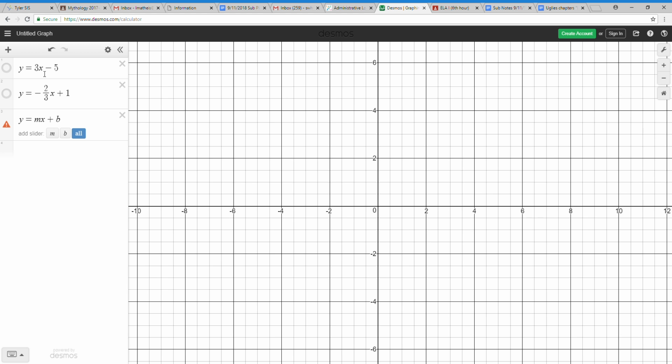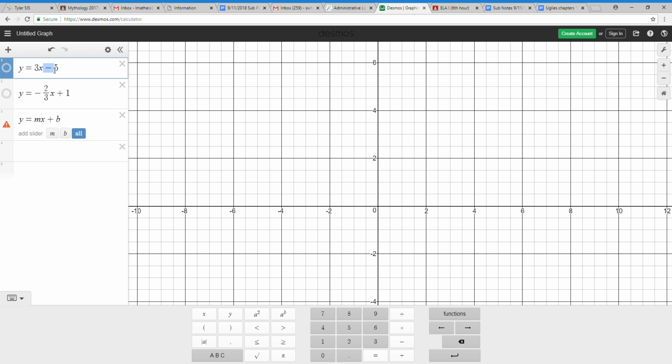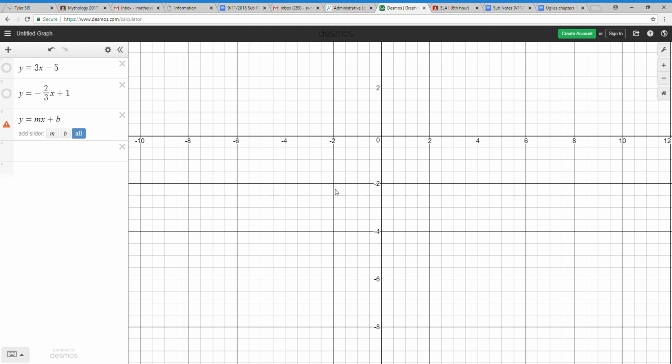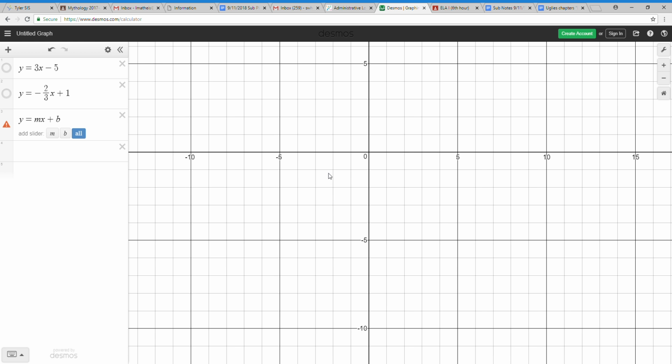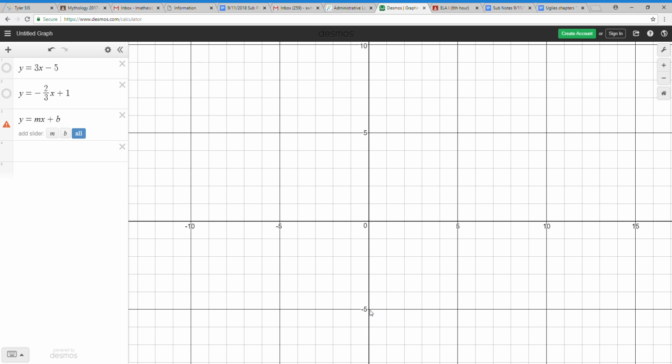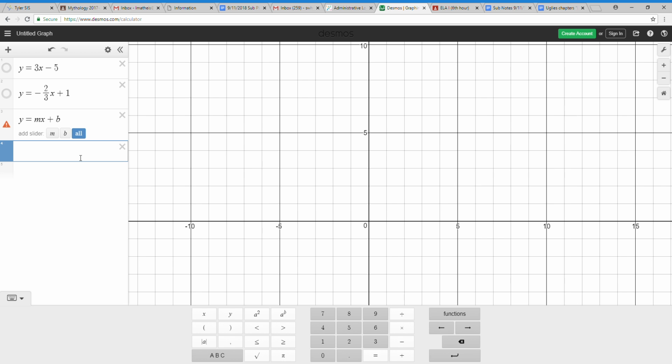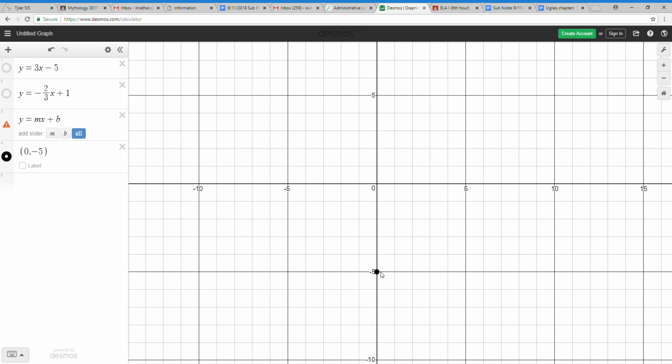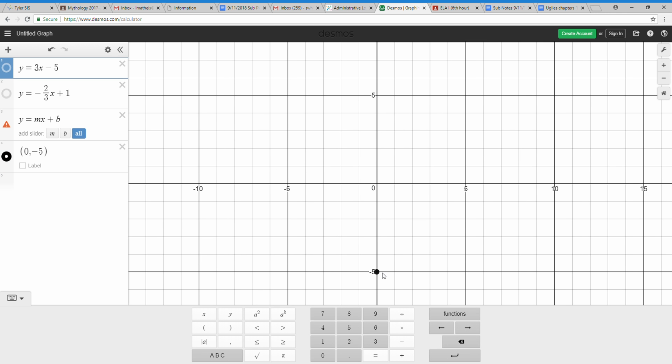To start with the first one, or to do either of these really, you want to start by graphing and looking at the y-intercept. In this case, it's negative 5. That means negative 5 is where the line crosses the y-axis. So you'll see right here we have our line, and here is negative 5 on the y-axis. I'm just going to type this in as a coordinate, 0, negative 5.